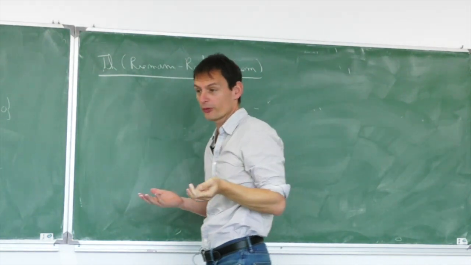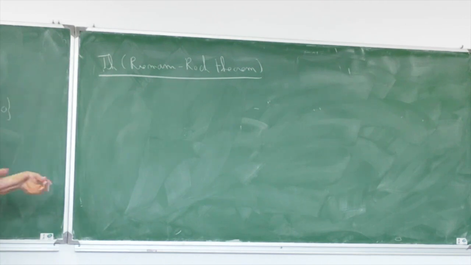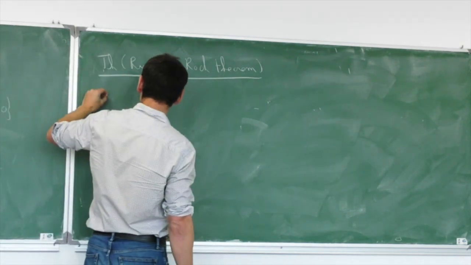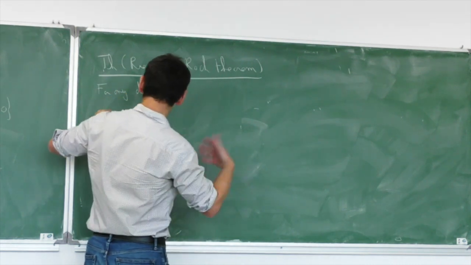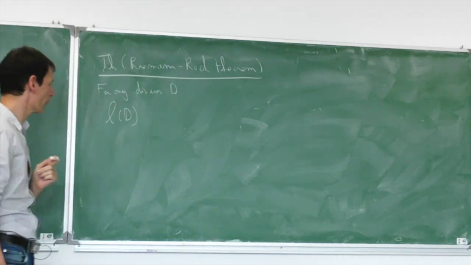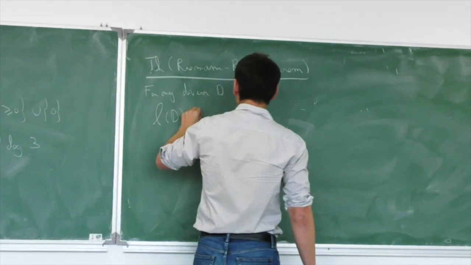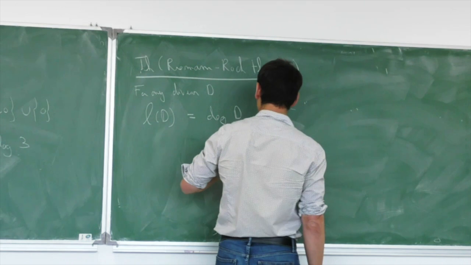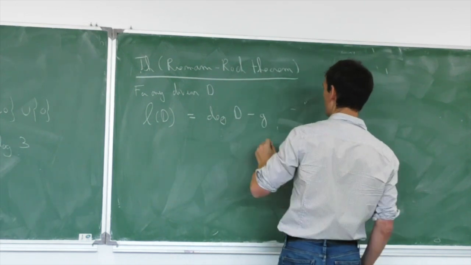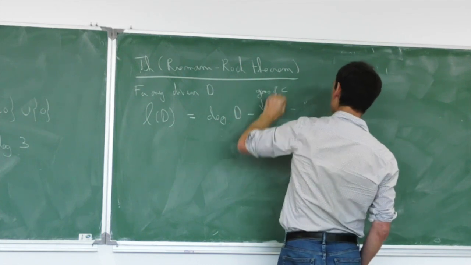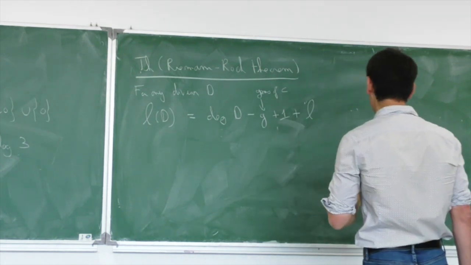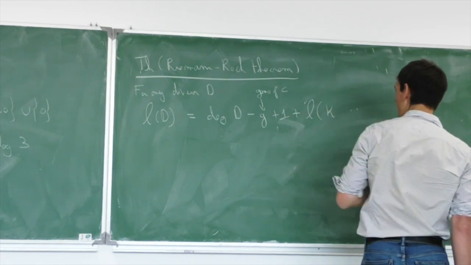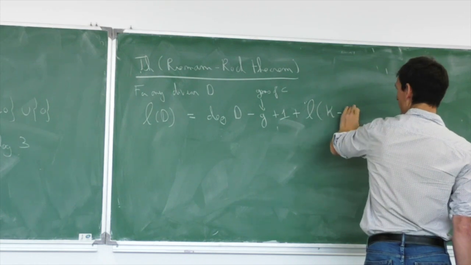And honestly, when you look at it the first time, you say, well, so what? Because it really looks like something that is not interesting, or at least not very powerful, but it is really powerful. So what it says is that for any divisor D on a curve C, the dimension of the Riemann-Roch space associated to D can be computed as the degree of D minus G plus 1, where G is the genus of C, plus another contribution, which is the dimension of the Riemann-Roch space of kappa minus D, where kappa is our canonical divisor on the curve.